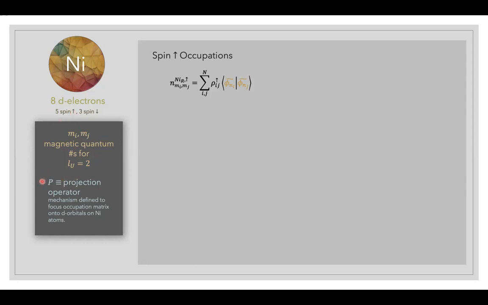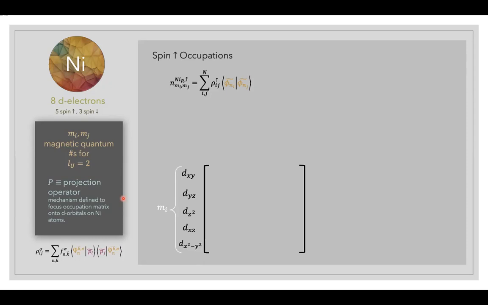We assume in all of this that we have defined our projection operator in such a way that it has focused the occupation matrix onto the d orbitals specifically inside our nickel atoms. Just for reference, I've put up the definition of the density here, which we found in the earlier slide. So visually, what does this look like? Well, it's going to give us a 5x5 matrix for the spin-up occupations. Mi, as I said, is going to go over all of the magnetic quantum numbers, which correspond to the dxy, the dyz, the dz squared, the dxz, and the dx squared minus y squared orbitals.